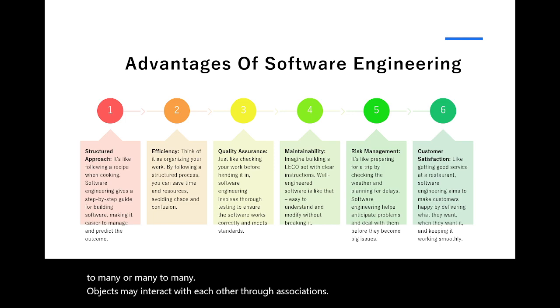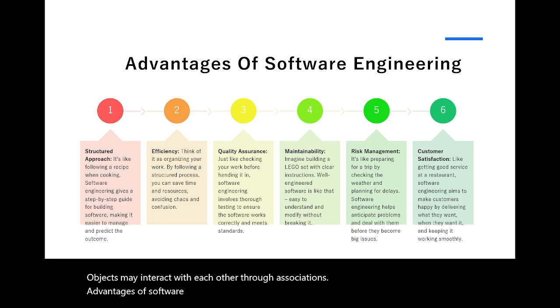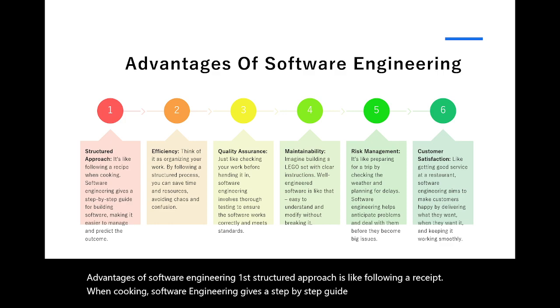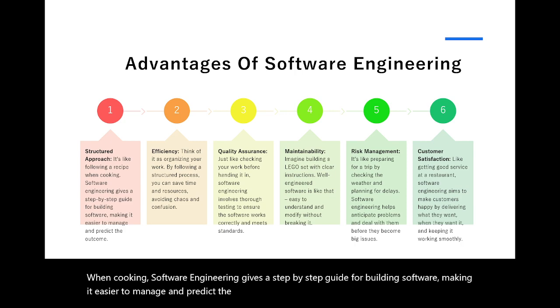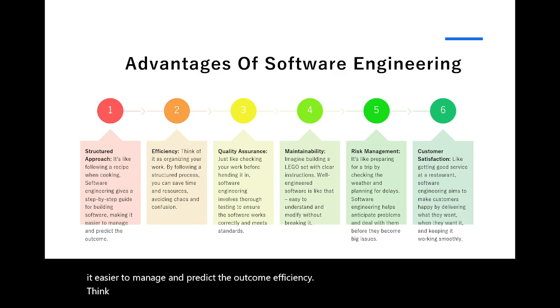Advantages of software engineering. First, structured approach. It's like following a recipe when cooking. Software engineering gives a step-by-step guide for building software, making it easier to manage and predict the outcome. Efficiency. Think of it as organizing your work by following a structured process. You can save time and resources, avoiding chaos and confusion.